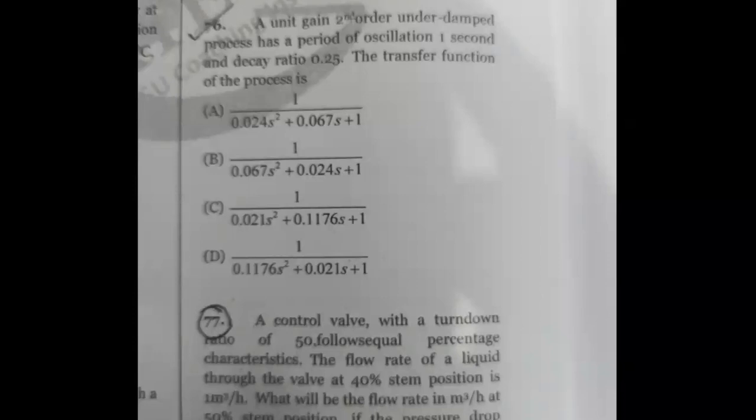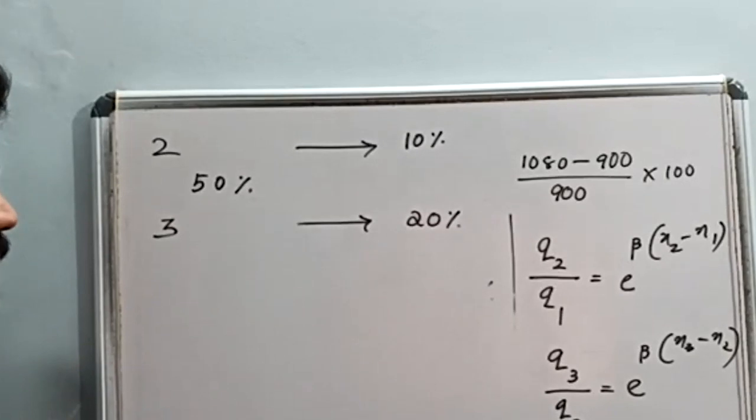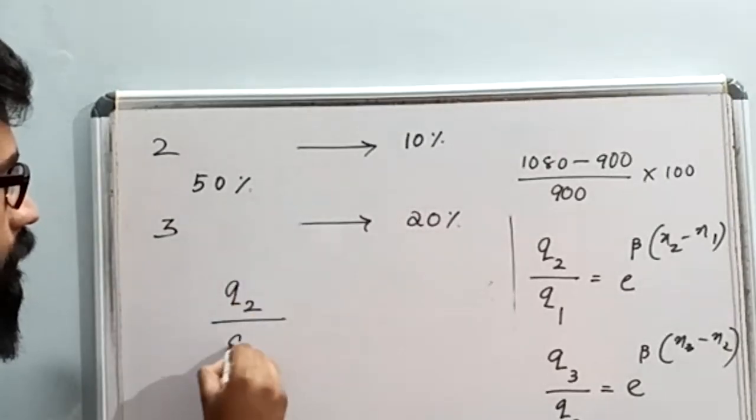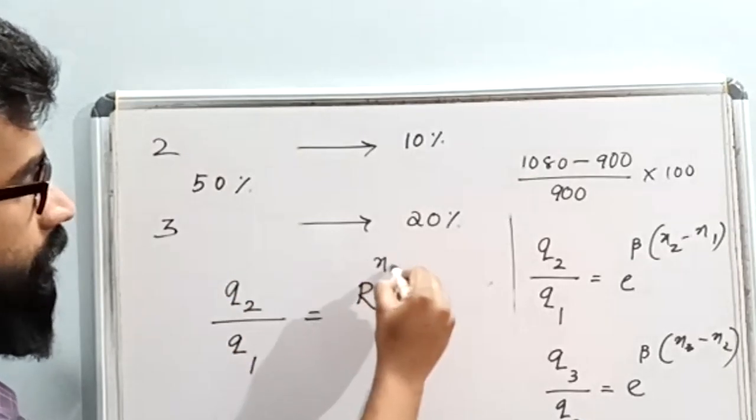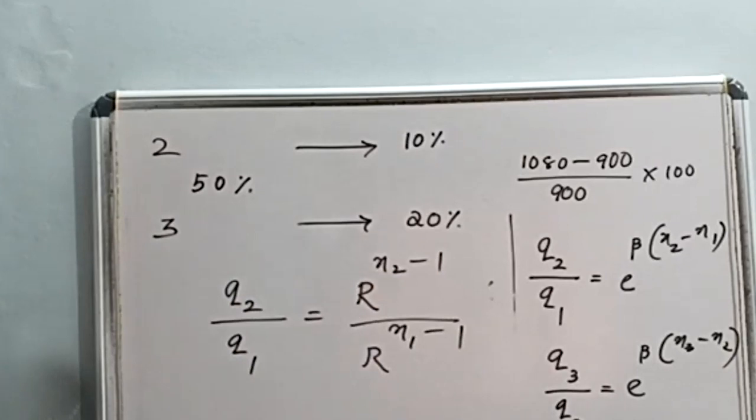So this question also, as I just told, you can solve using that equation. Here the only problem is they have given the turn down ratio, that is R is given. So once R is given, you have the equation, you can solve it. R power x minus 1 is there. So based on Q2 by Q1, you can solve. You can use this equation: R power x2 minus 1 divided by R power x1 minus 1. Any equation you can use and solve. Clear? So this is your valve characteristics as well.